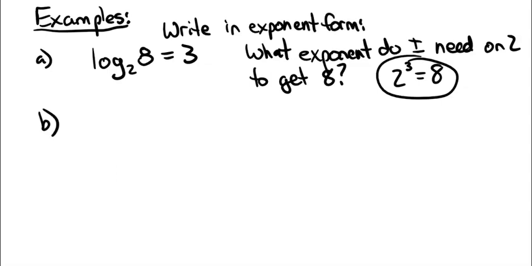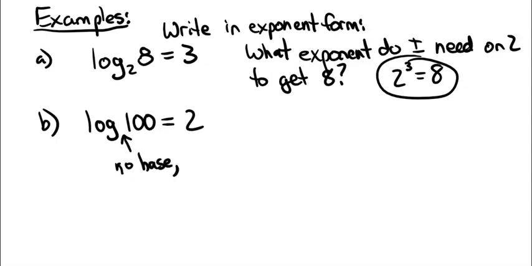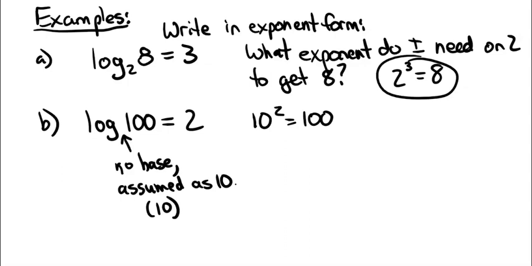So here's another one. Log 100 equals 2. What about the base? There's no base there, right? Well, anytime we have no base, it is assumed by definition to be 10. And so what that means is 10 to the power of 2 equals 100, because this means 10. So we got 10 to this power 2 over here equals 100.